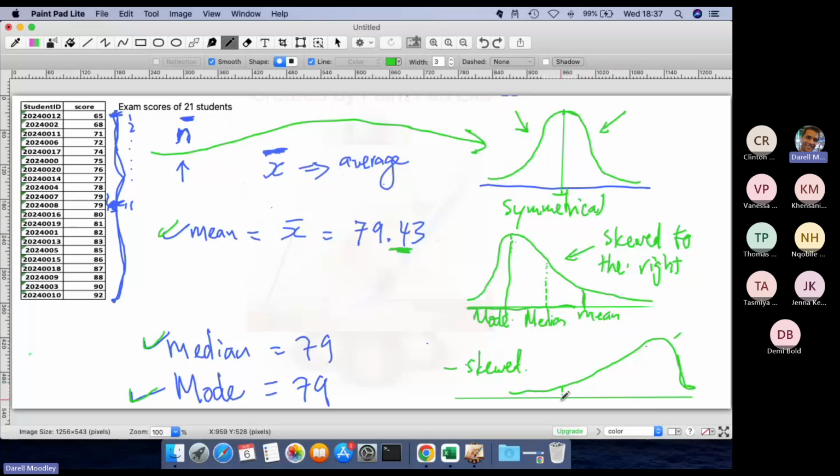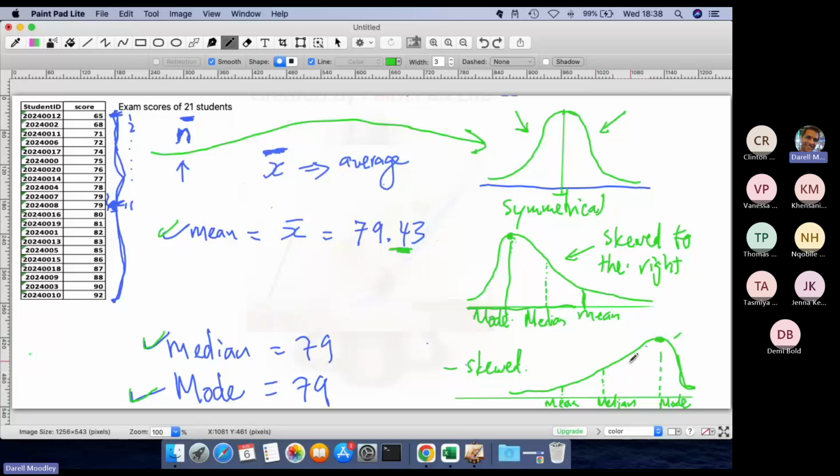Your mean is the lowest number. So your mean is here. Your median is next. And lastly is your mode. Your mode would be here. Your mode is always where the peak is. Okay, your mode always lies below where the peak is.